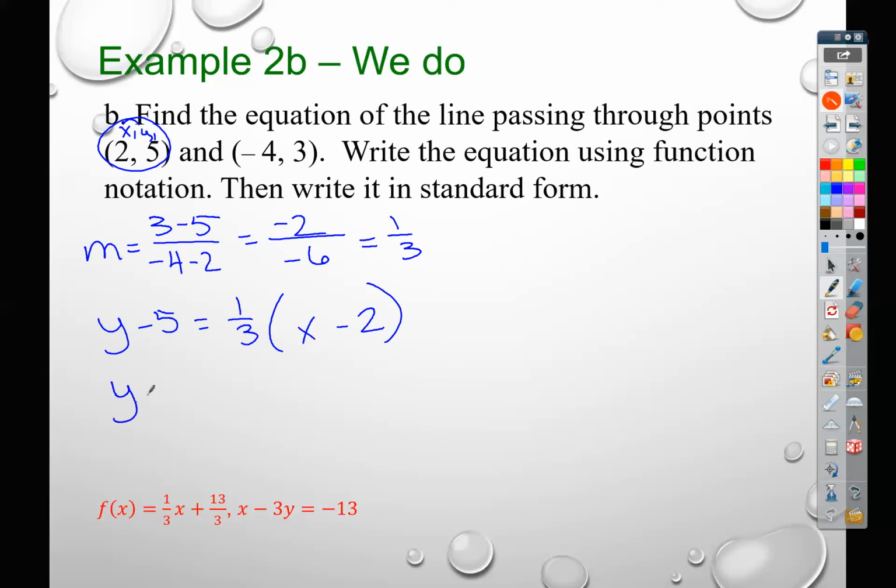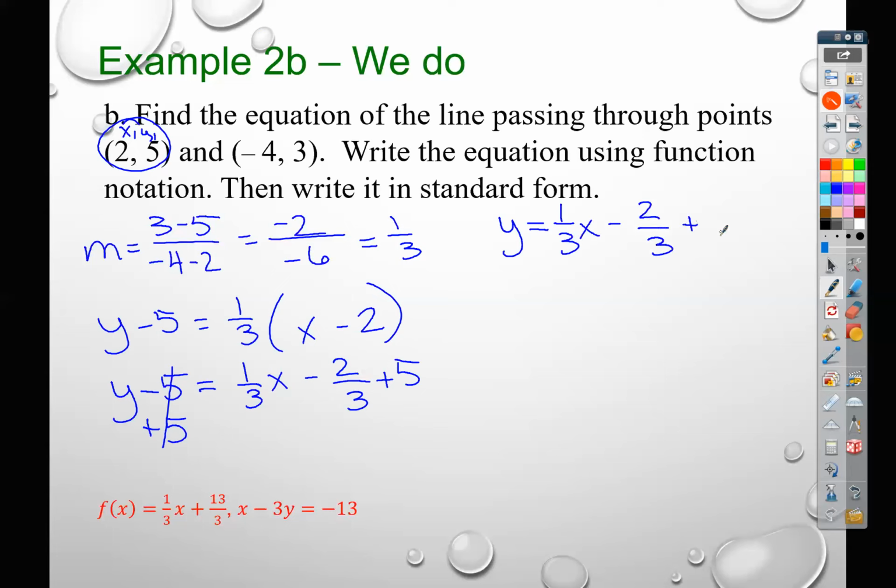Now I need to change to slope-intercept. So I'm going to distribute this 1/3. Okay, now I need to put that in standard form. So I'm going to add this 5 to the other side. So I would get y equals 1/3 x minus 2/3, and then plus 5, which would be over 1, so 15 over 3, if I'm getting a common denominator. So I get y equals 1/3 x plus 13 over 3.